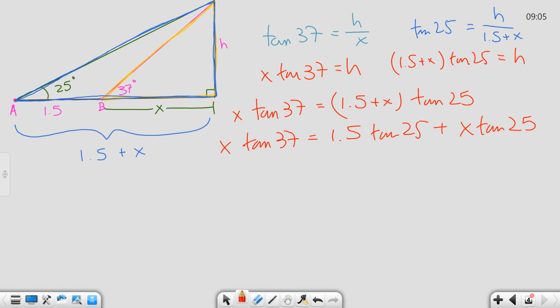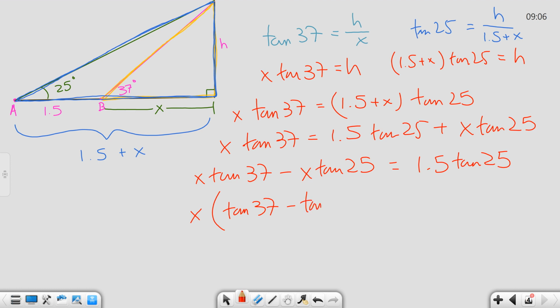Notice I am not typing the tangent of 37 into my calculator, nor am I typing in the tangent of 25. I'm leaving it as is. Basic rule of algebra: if I'm solving for a variable, get them all on one side. Factor out an x.